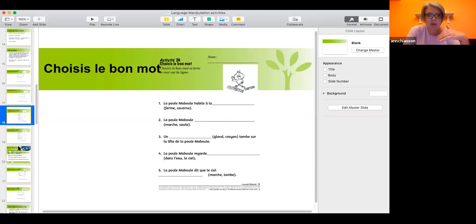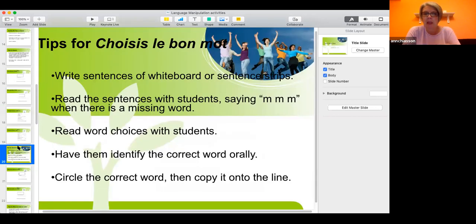Alors, voici comment on va procéder pour cette activité. We write the sentences on the whiteboard or sentence strips. It's up to you. And I read the sentences with the students. Now, of course, I gesture the sentences first. We say them orally. Then we're practicing reading.